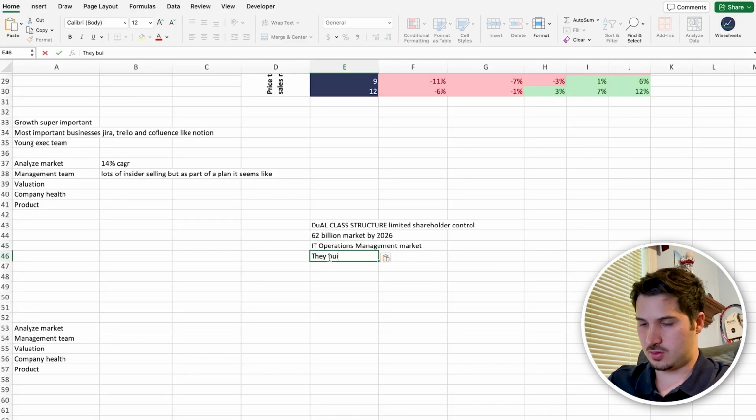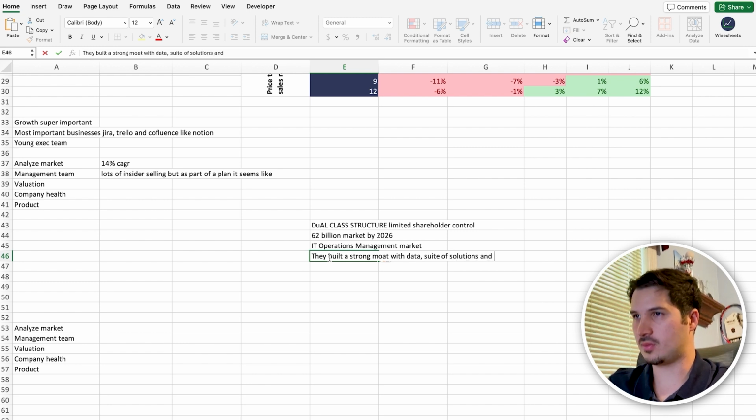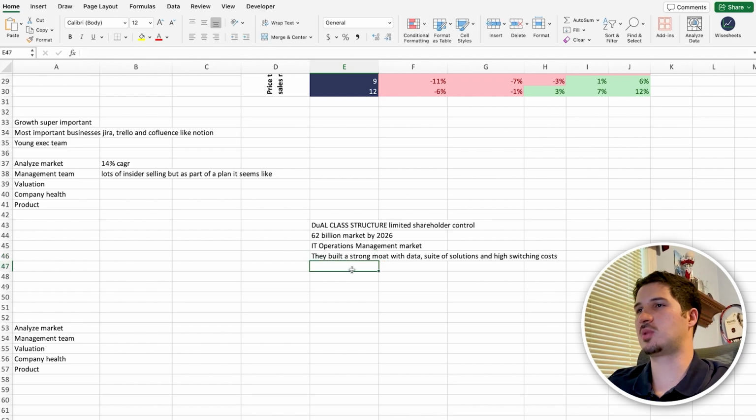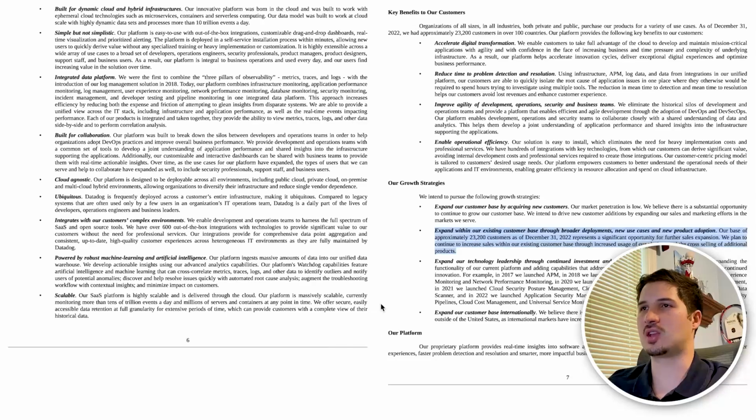Build with data, suite of solutions, and high switching costs. So switching costs basically means that it's hard once you get set up with this particular platform to change to another one, because you basically have to set up the entire thing from scratch.